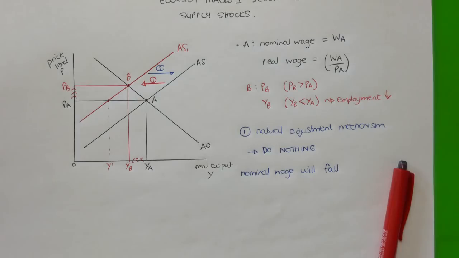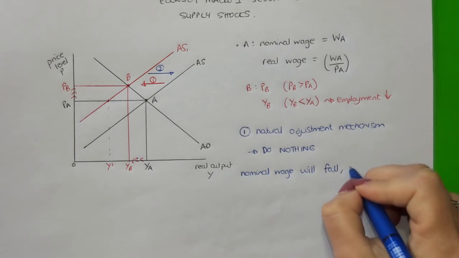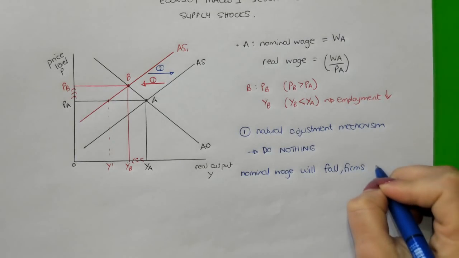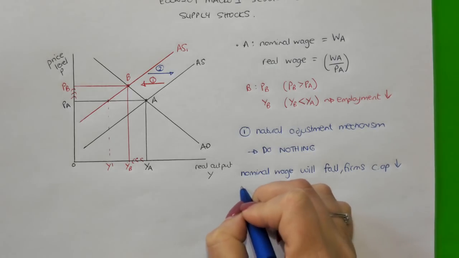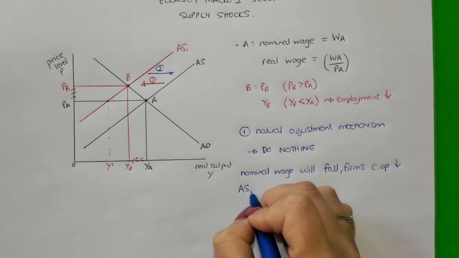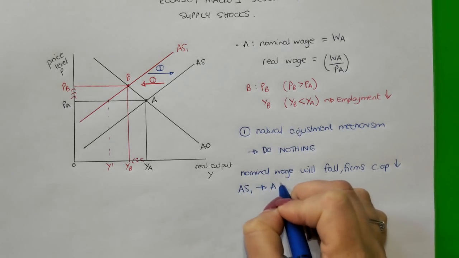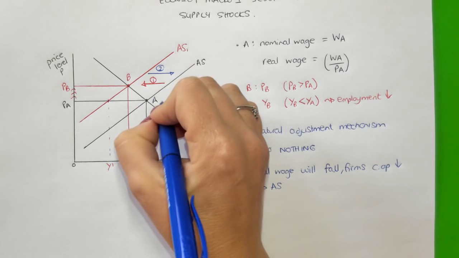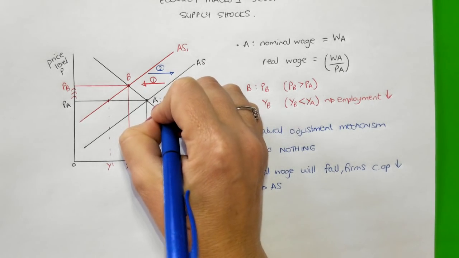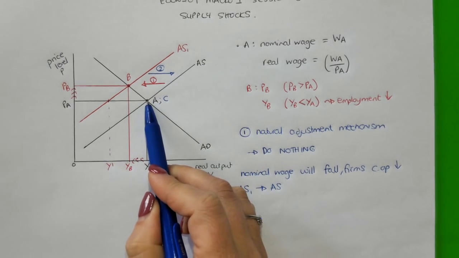So as nominal wages fall, firms' costs of production are going to decrease. As firms' costs of production decrease, the aggregate supply curve moves back to its original position at AS, and this could be quite a long, lengthy, gradual adjustment. But eventually, the economy will move back to the original equilibrium point.